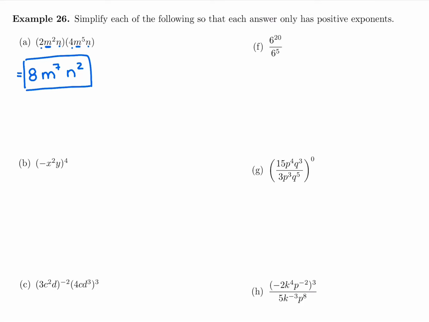Looking next door here, we have dividing bases. So dividing bases means subtracting exponents. So we have 6 to the 20 divided by 6 to the 5. So we would have 20 minus 5, which would get us 15.